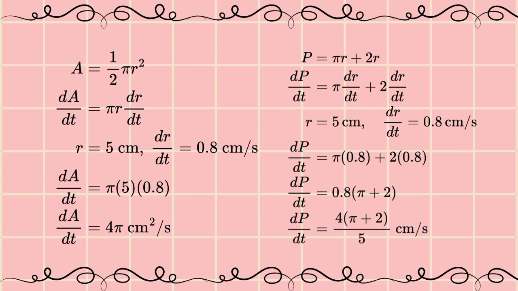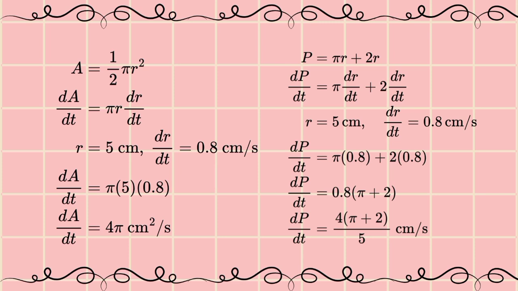Substituting the given values, where the radius is 5 cm and it's increasing at 0.8 cm per second, we calculate that the area is changing at a rate of 4 pi square cm per second. Step 2. You need to calculate the rate of change in the perimeter. The perimeter of a semicircle includes both the curved part and the straight edge. To find how fast the perimeter is changing, we take the rate at which the radius is increasing and multiply it by the constants associated with each part of the perimeter.